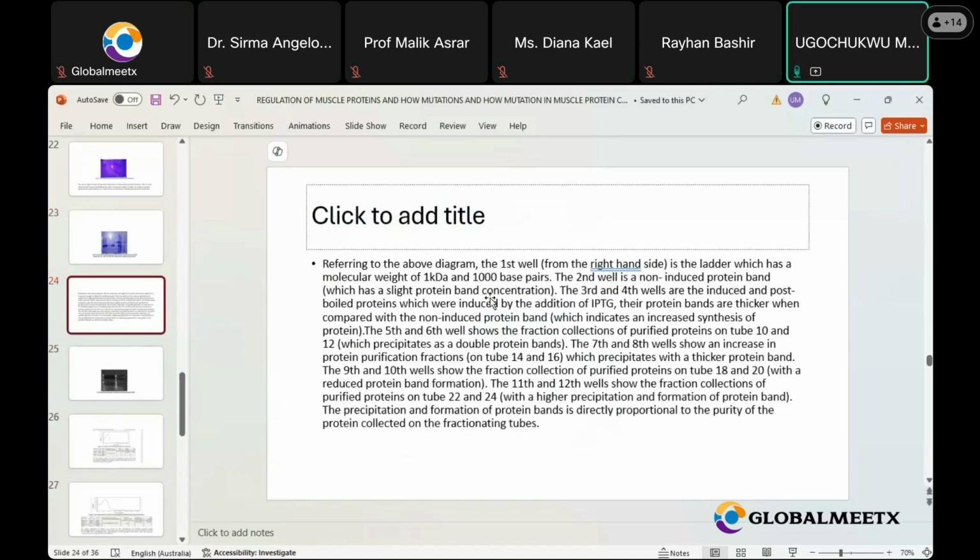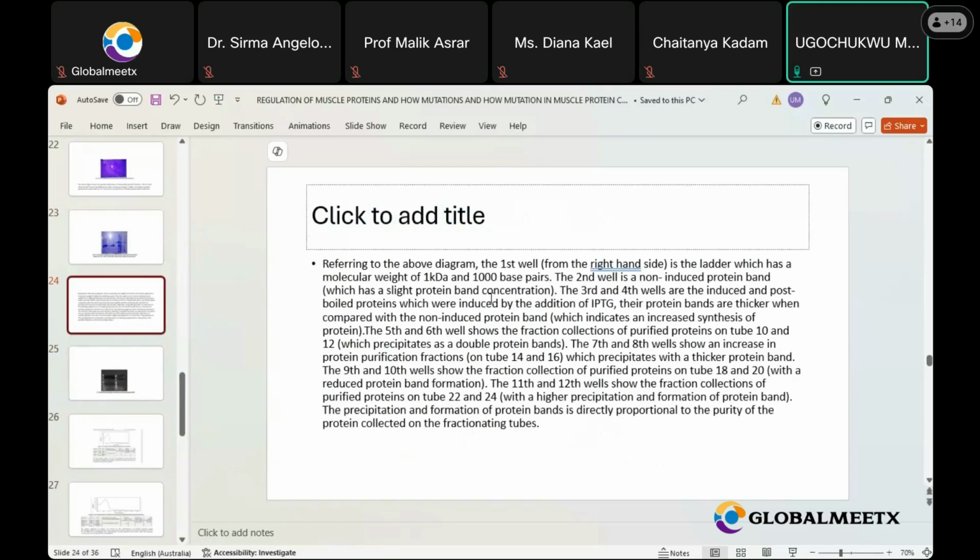The seventh and eighth wells show an increase in protein purification fraction on tubes 14 and 16, which precipitate with a thicker protein band. The ninth and 10th wells show the fraction collection of purified protein on tubes 18 and 20 with a reduced protein band formation.